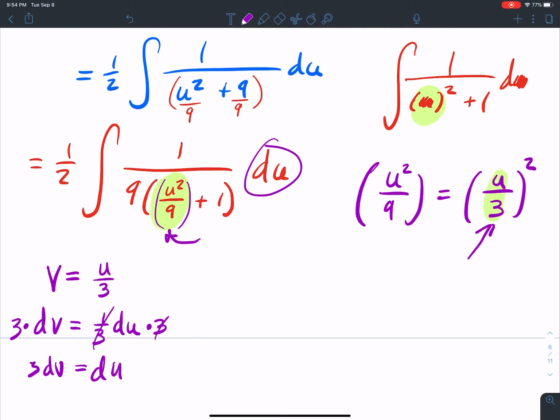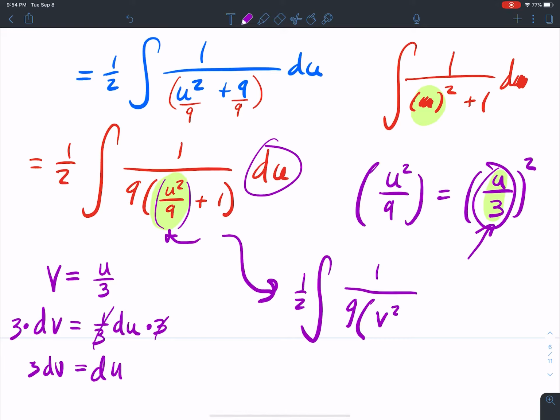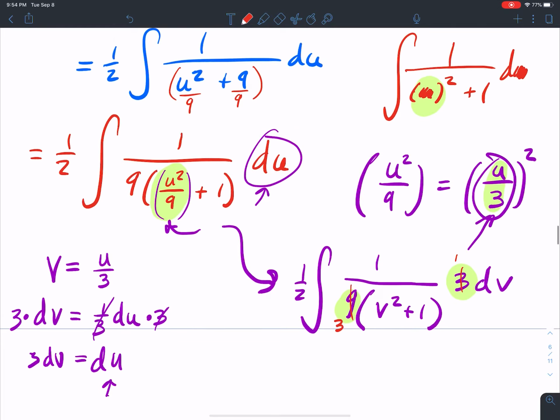All right, what a mess. So this is going to be 1/2 the integral of 1 over 9 parentheses, and this gets all replaced, right? What does it get replaced with? Something squared, v squared plus 1. Okay, and then the du gets replaced by 3 dv. Okay, now what do I notice about 3 and 9? 3 and 9 will cancel. So the 3 turns to 1 and the 9 turns to 3.